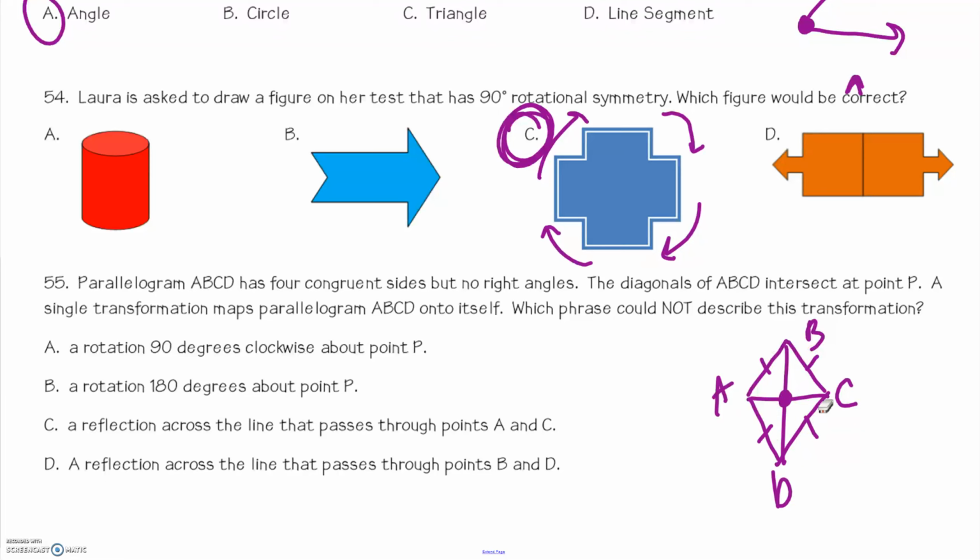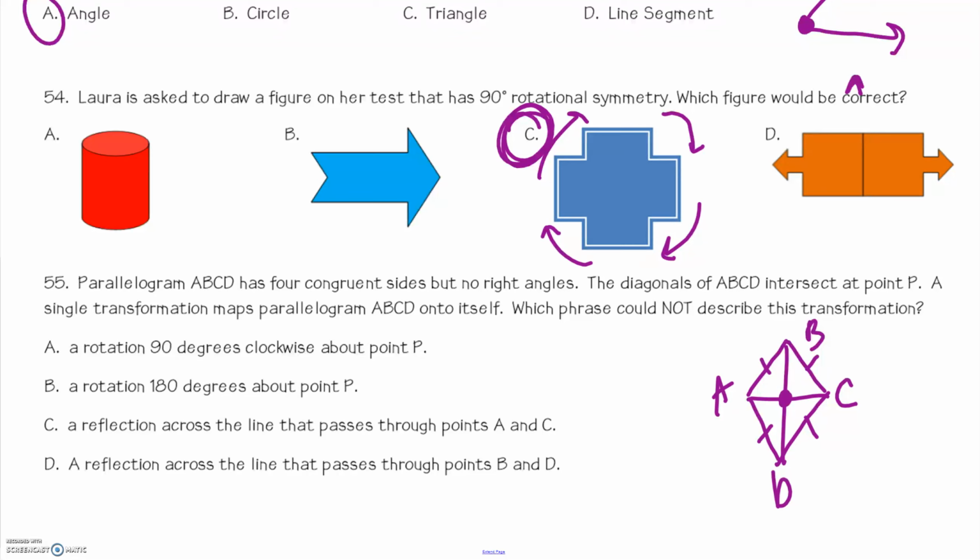So which phrase would not describe this transformation? Oh, a single transformation maps parallelogram ABCD onto itself. Which phrase would not describe this? So I want to know basically which one of these would give you the same thing. So a rotation 90 degrees clockwise. I'm a little unsure about that one.